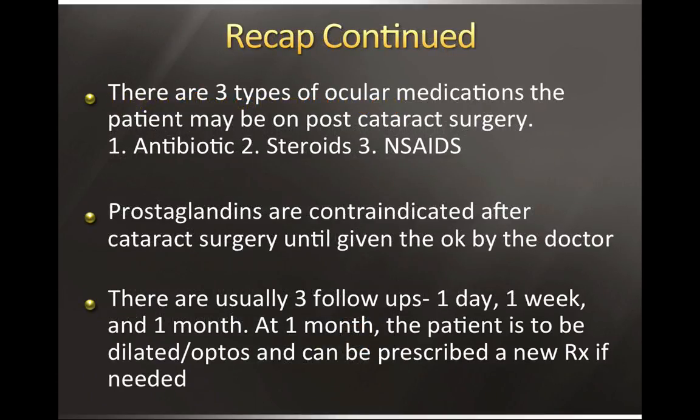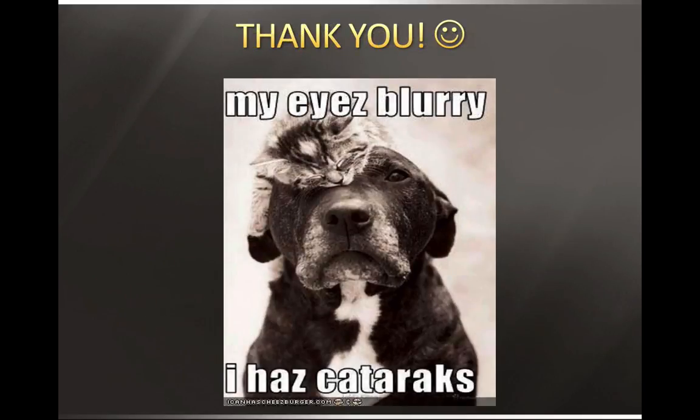There are 3 types of ocular medications a patient may be on after cataract surgery: an antibiotic, a steroid, or an NSAID. Prostaglandins are contraindicated after cataract surgery until given an okay by the doctor. And there are usually 3 follow-ups: a 1-day, 1-week, and 1-month. At the 1 month, the patient is to be dilated or have an Optos and can be prescribed a new Rx if needed. Thank you very much.